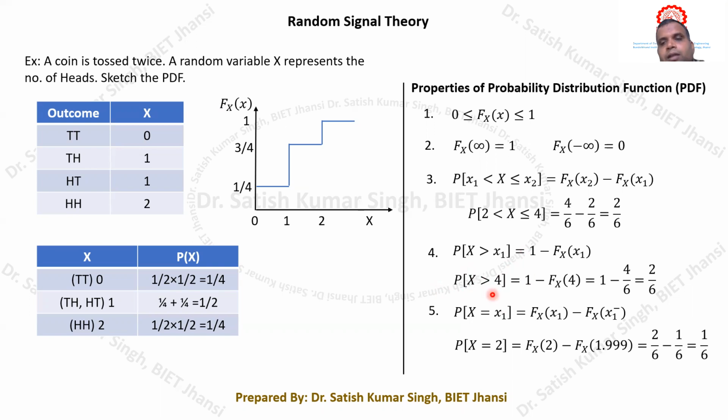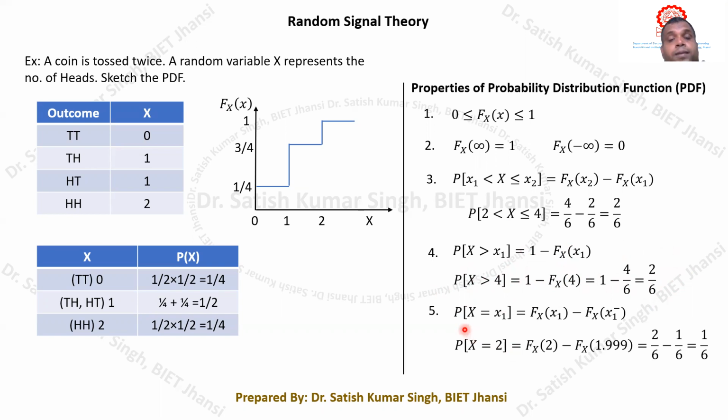The same thing can be calculated by subtracting, 1 minus Fx(x1). So it is 1 minus Fx(4). Fx(4) has probability 4 by 6, as we just saw. So 1 minus 4 by 6 gives you the value 2 by 6. Both ways we can calculate, and we get this particular result, 2 by 6.